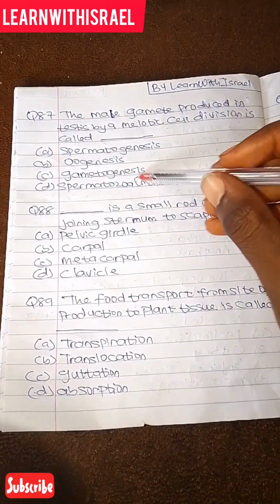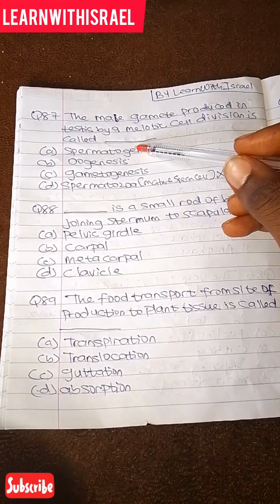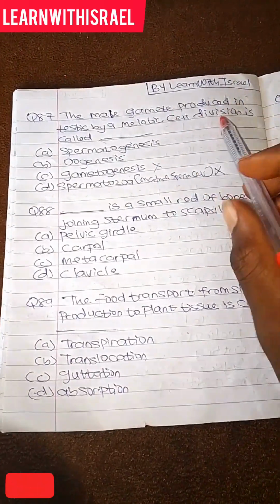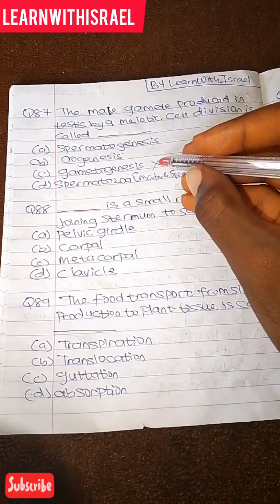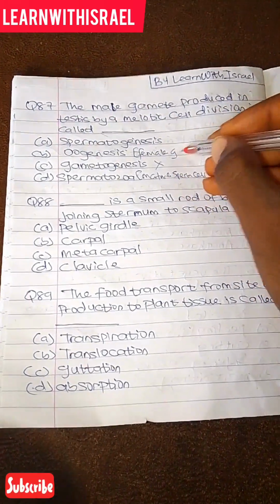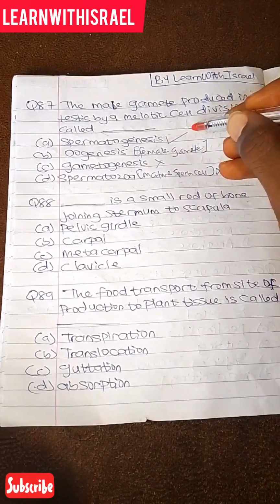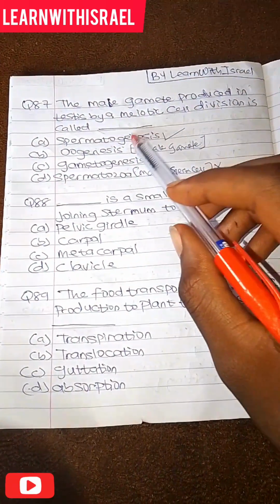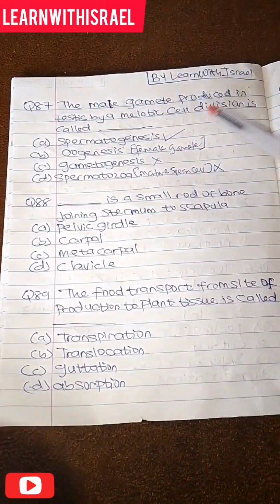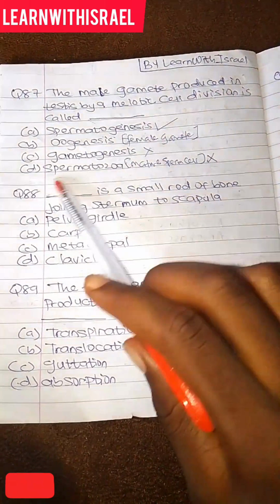Gametogenesis is a general term for oogenesis and spermatogenesis, which is also wrong. It's not the male gamete produced in testes. Oogenesis is the formation of female gametes. The correct answer is spermatogenesis, where sperm cells are produced. The male gamete produced in testes by meiotic cell division is called spermatogenesis. Let's continue.